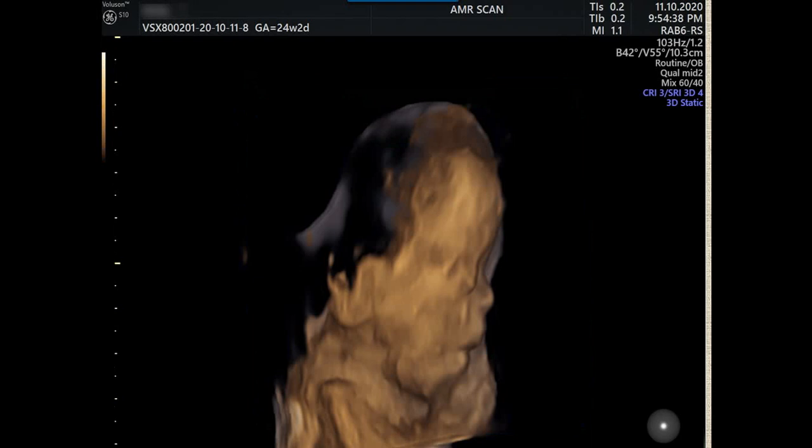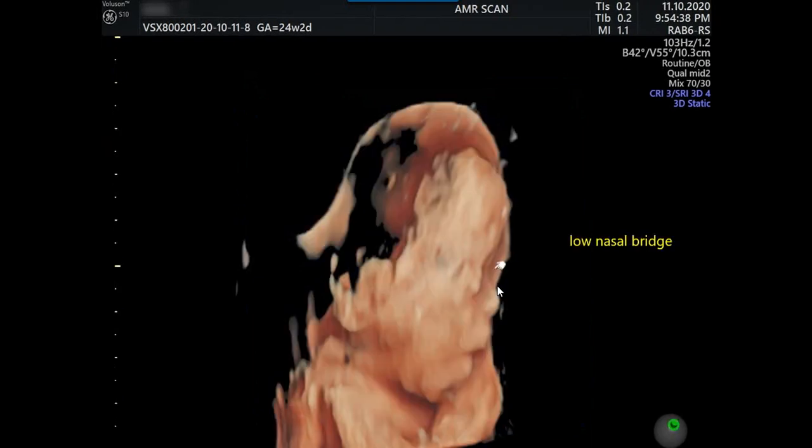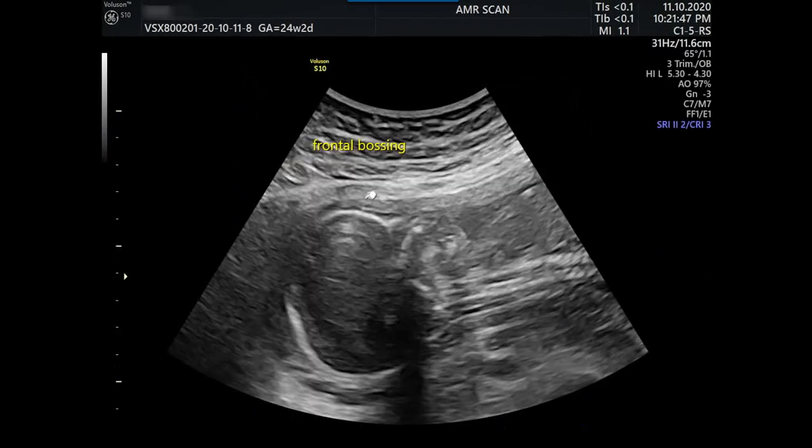Also, there is mild frontal bossing and a depressed nasal bridge. Again, the depressed nasal bridge. And here is the frontal bossing on the sagittal profile view.